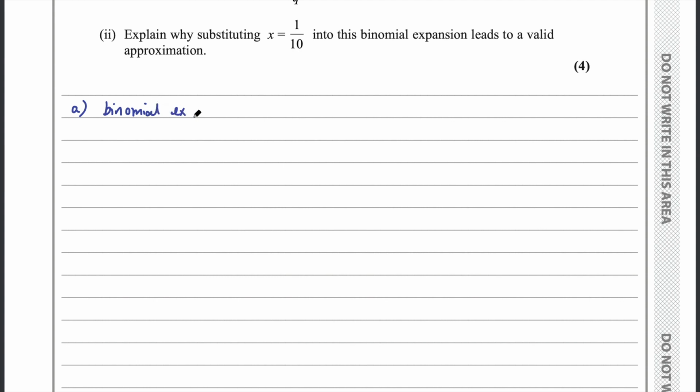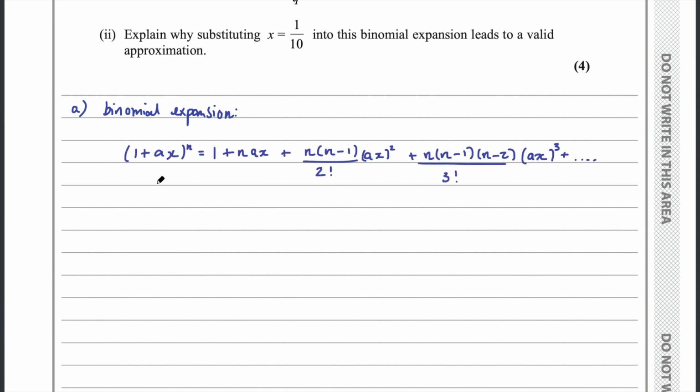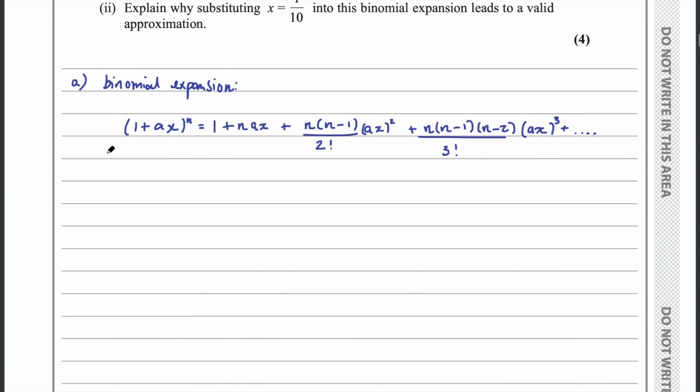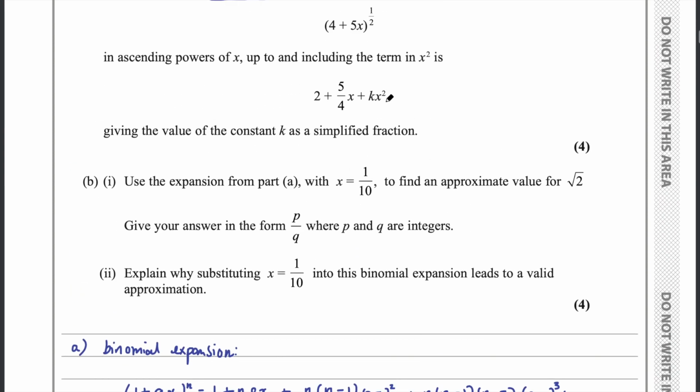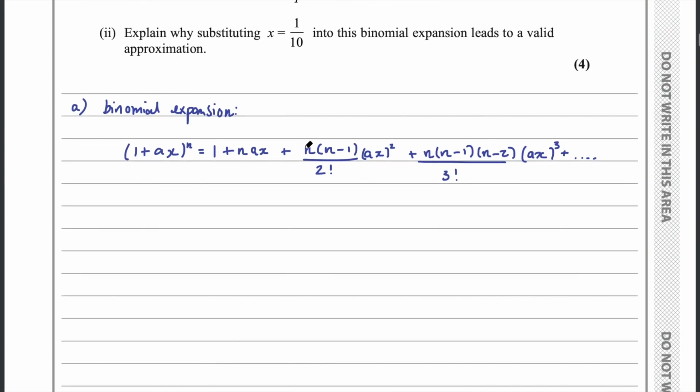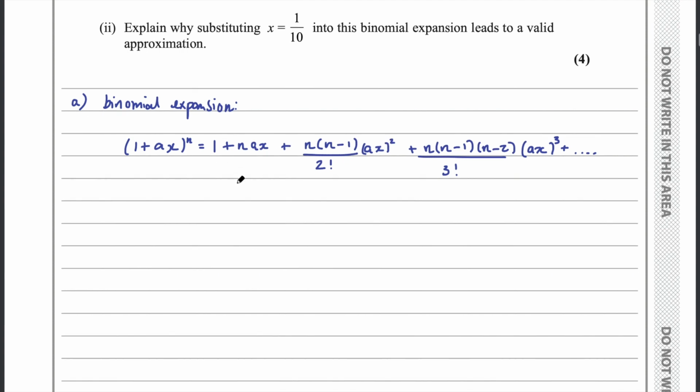So the binomial expansion looks like this. Let me just write out the whole thing. So 1 plus ax to the power n equals 1 plus nax plus n times n take 1 over 2 factorial multiplied by ax squared plus n times n take 1 times n take 2 over 3 factorial multiplied by ax cubed. And this continues into infinity when n is a fraction. Now we're only asked to go up to the x squared term, which is this one here, so we only need to worry about these first 3 terms in this expansion.